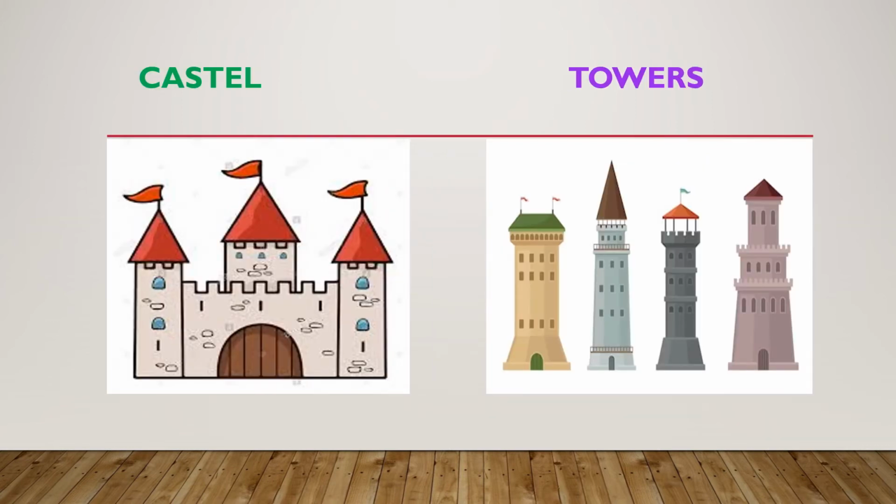So here we have a castle and a tower. These are other different kinds of houses we can find around the world. Tower and a castle.